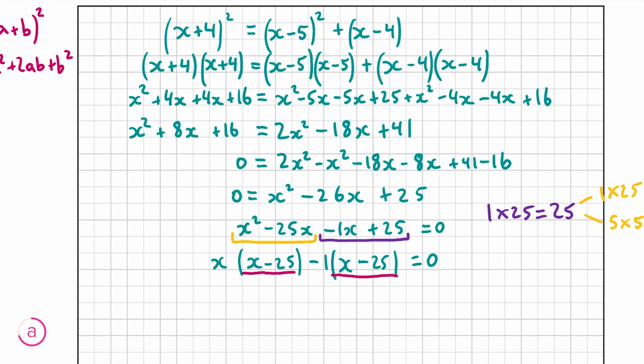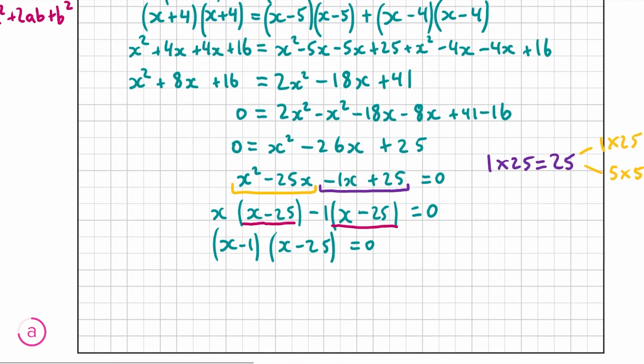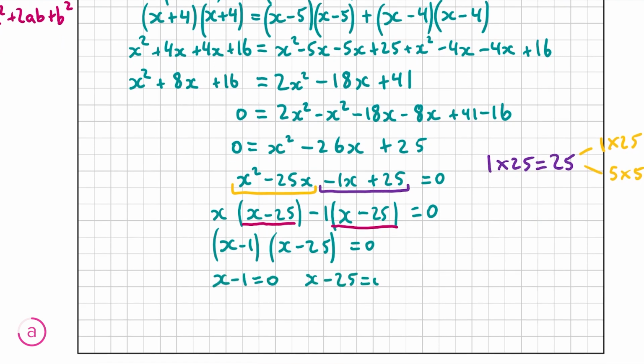So because we do have the same expression in both of the brackets, we're able to rewrite this equation as x minus 1 times by x minus 25 is equal to 0. In other words, x minus 1 is equal to 0 and x minus 25 is equal to 0, which will give us x is equal to 1 and x is equal to 25. So we've got two values of x, 1 and 25.